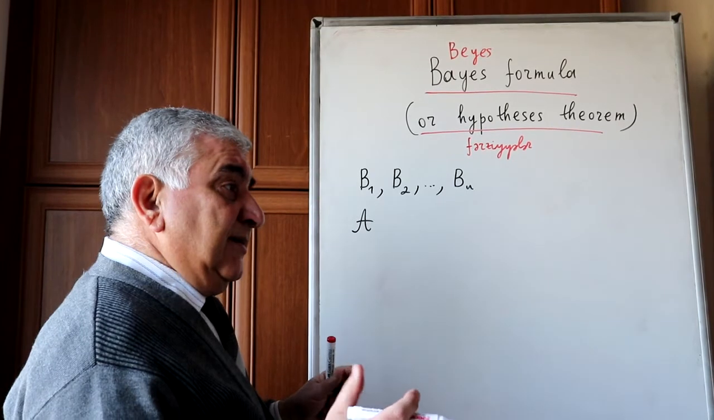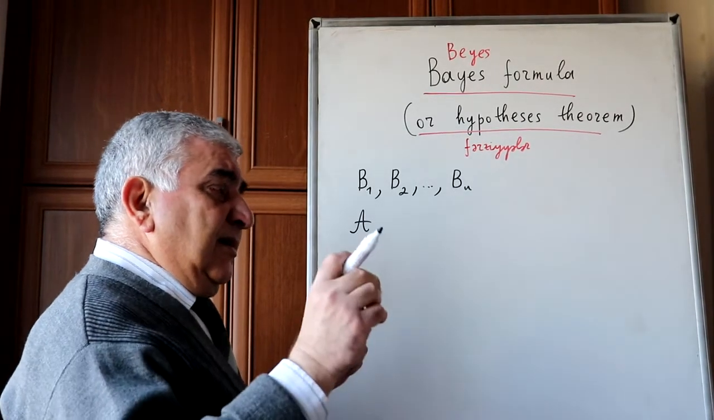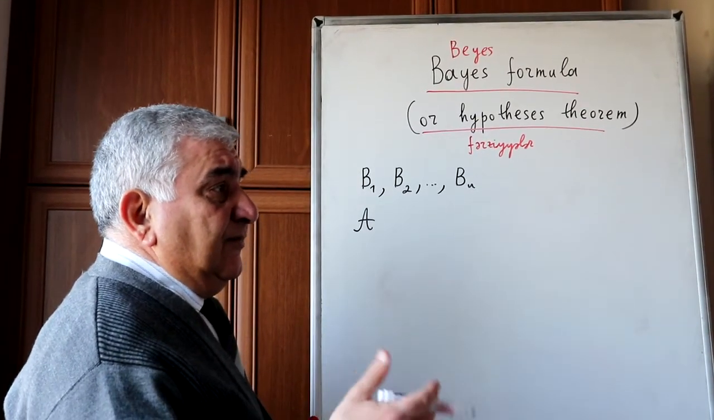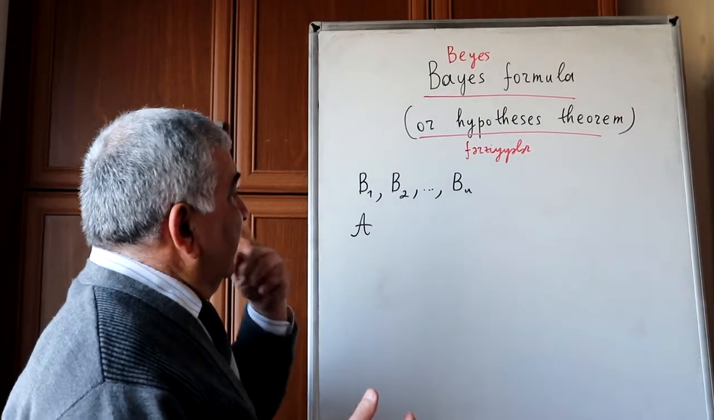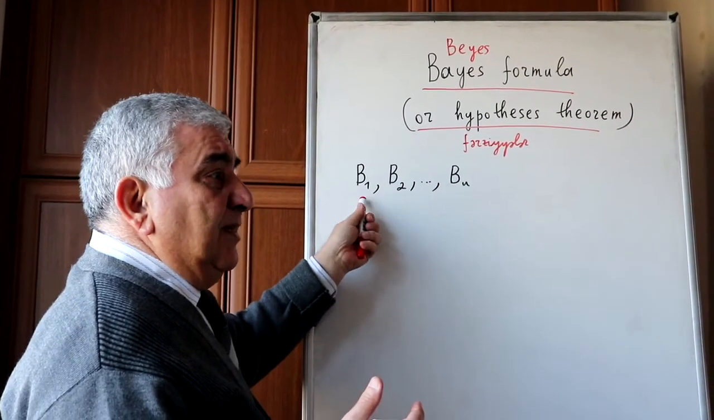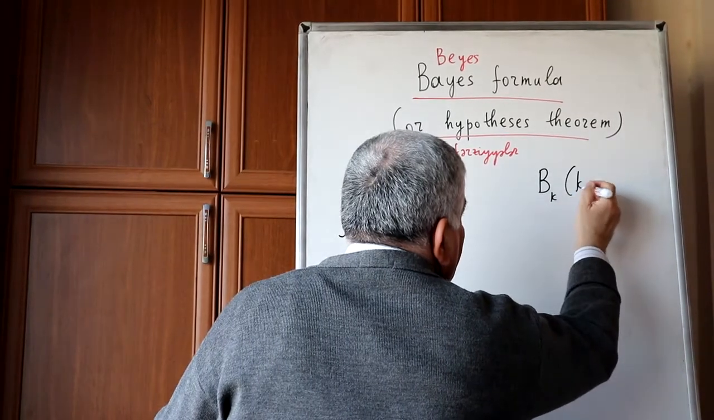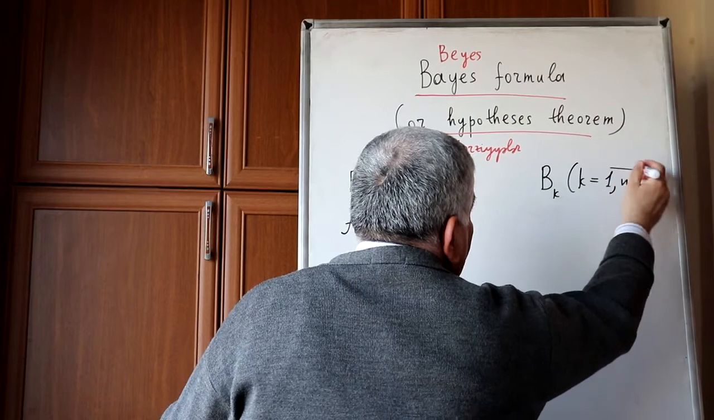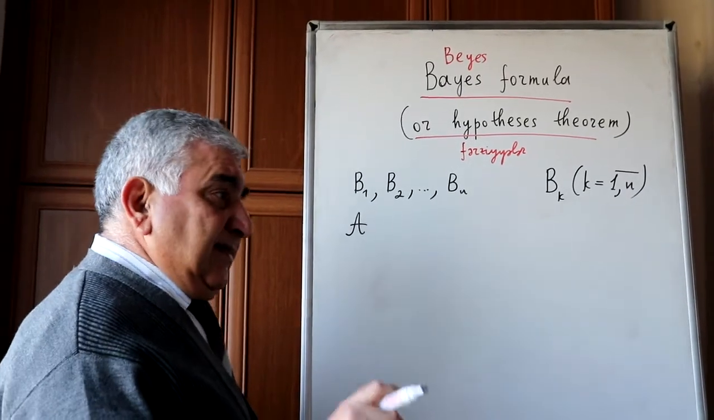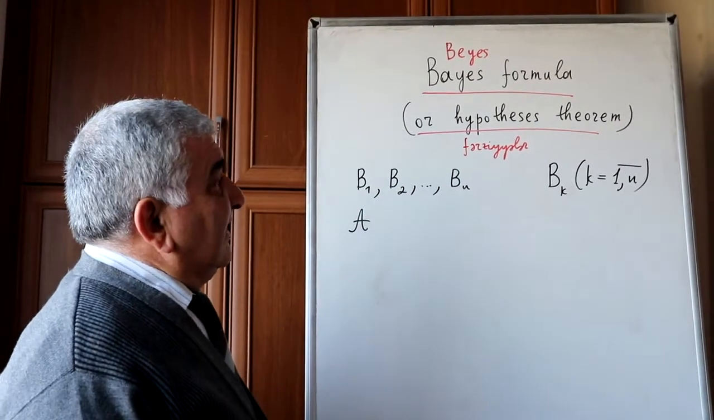In this case, suppose that the event A is realized, and therefore we must find the probabilities of B sub k, where k changes from 1 to n, on the condition of the event A. In this case, the events B1, B2, etc., Bn are named hypotheses.